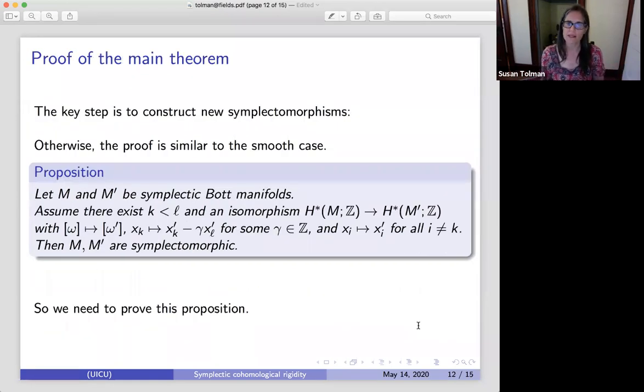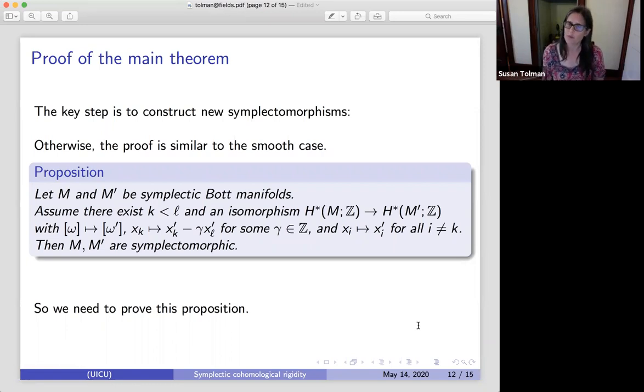Okay, so I want to talk about the proof of the main theorem. What's really important is that there's one important new idea in this paper, which is that we need to construct new symplectomorphisms. You can just naively hope the theorem is true without constructing symplectomorphisms, but clearly you just don't have enough to make that work. So you need to find some new ones.